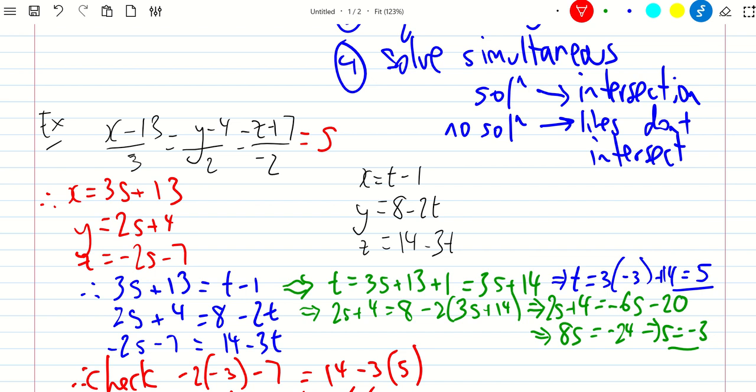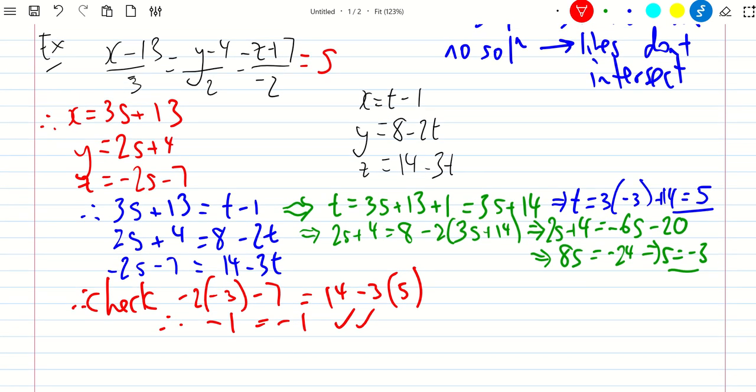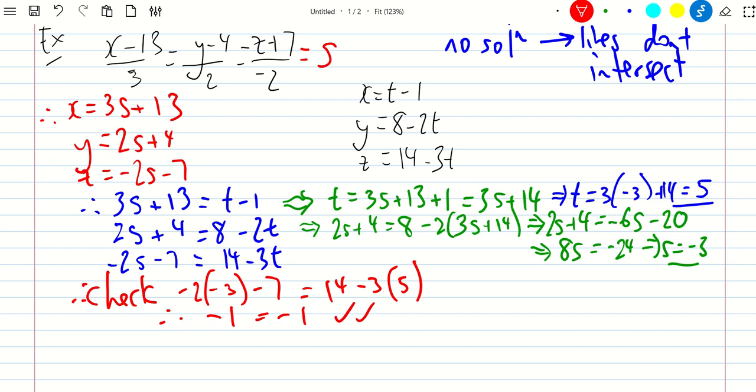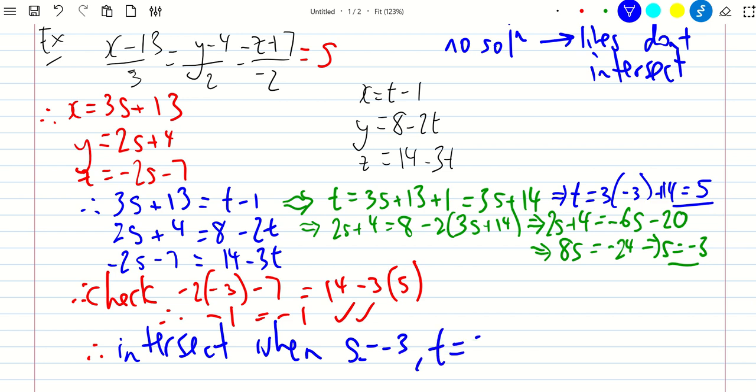The lines do intersect. And so now we just need to figure out what the intersecting point is. Okay, so therefore, I'll put in blue: intersect when s equals negative 3, t is equal to 5, and we'll just put it back into either one of the equations. Remember, with simultaneous equations, you can just put back into those equations. And so we're going to get x is equal to, what should I use? I'll use t is equal to 5. I think that's easier than negative numbers.